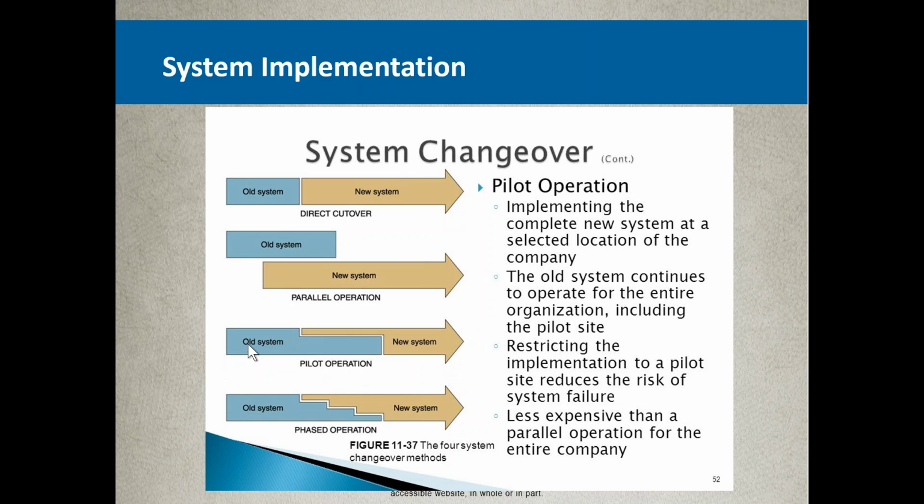Would you use a pilot? Would you bring in a piece of the new system? Possibly. Would you do it as a phased operation? Probably. You could phase in different components of it because it's a very complex system that you could bring in over a period of time. These are a lot more difficult to implement than something like this system right here.